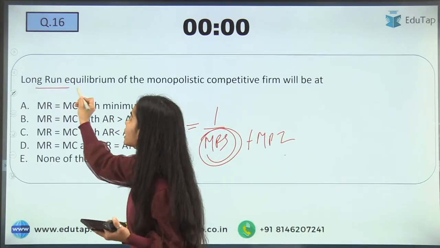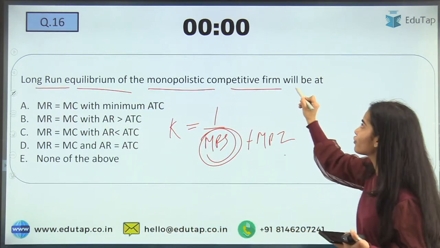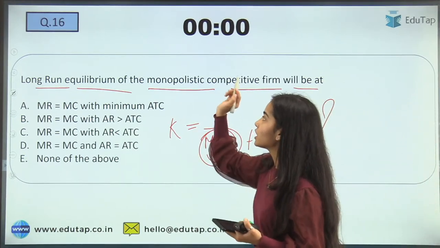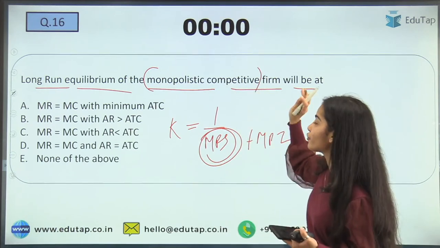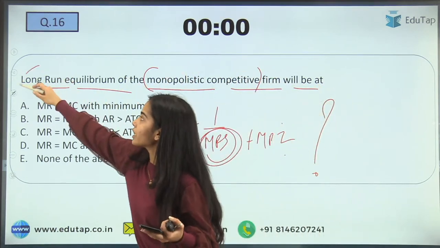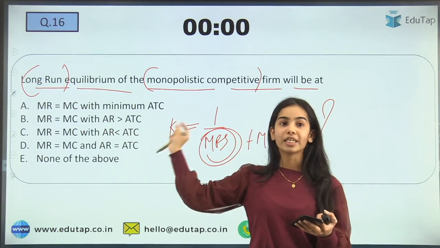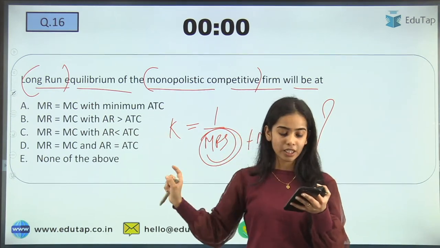Next question is, long run equilibrium of the monopolistic competitive firm will be at what? At what point will the monopolistic competitive firm be at the long run equilibrium? Mark the key words in the question and you will get the right answer by seeing the question only.